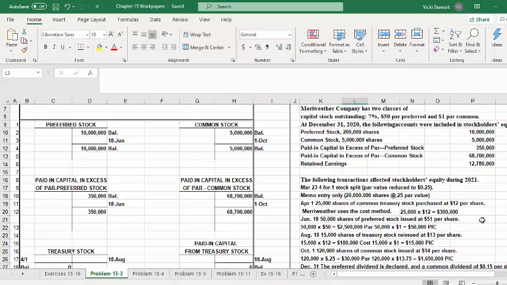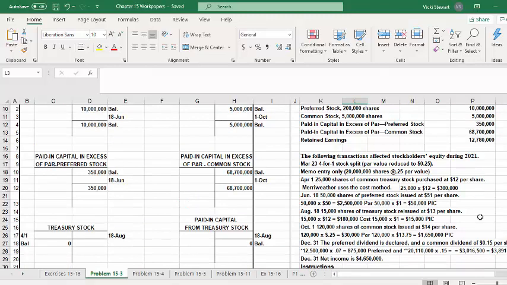On April 1st, it says 25,000 shares of common treasury stock were purchased at $12 per share, and Meriwether uses the cost method. So 25,000 shares times $12 is 300,000, and that would be posted to treasury stock as a debit.